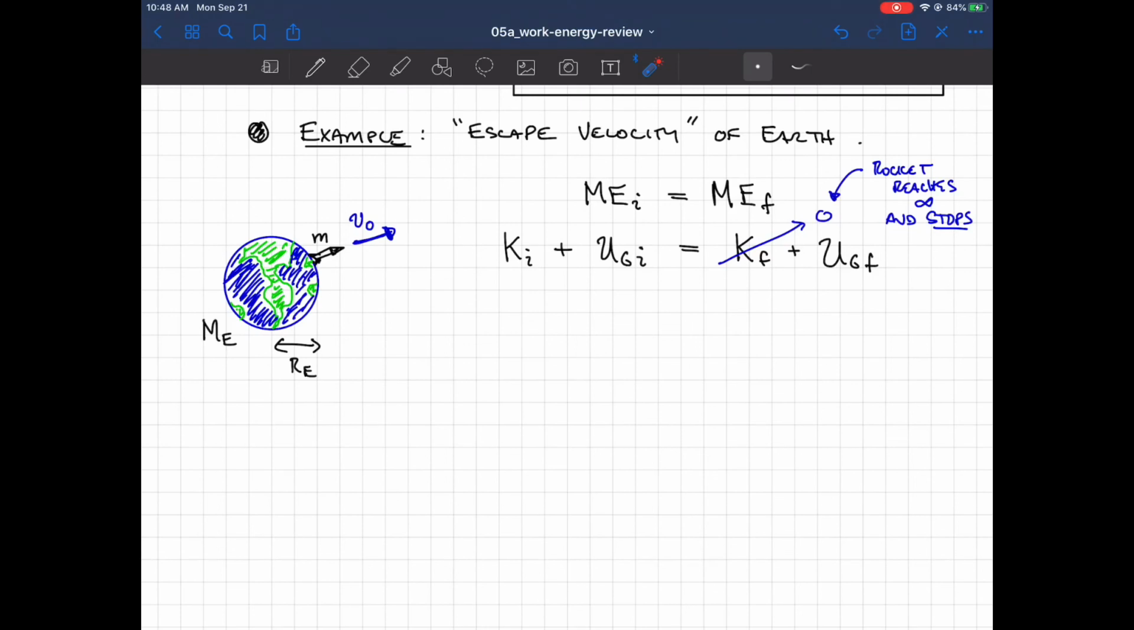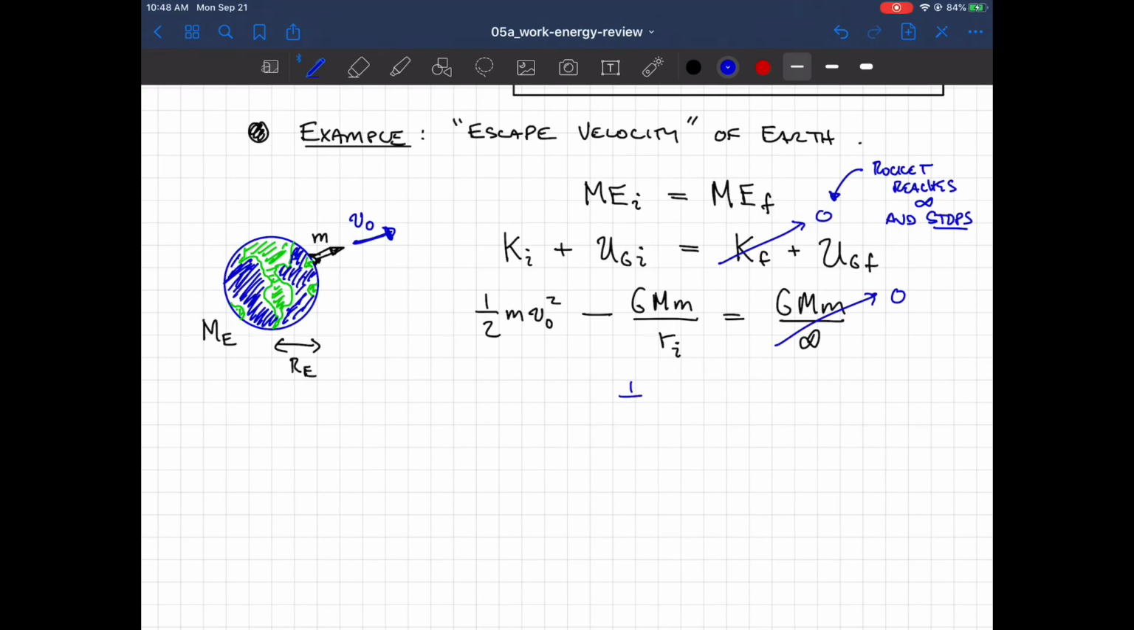Okay, so what do we have here? Well, we have 1/2 mv initial squared for the kinetic energy initial. The expression for the potential energy due to gravity we found to be GMm over r, and that's r initial. And then the potential energy final is GMm over infinity, because I want it to go out forever. And so that becomes 0, because anything over infinity is equal to 0.